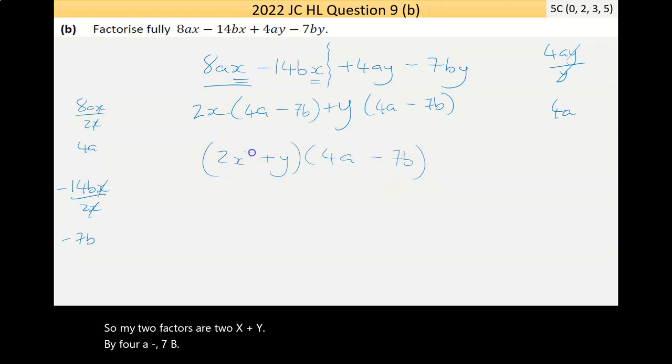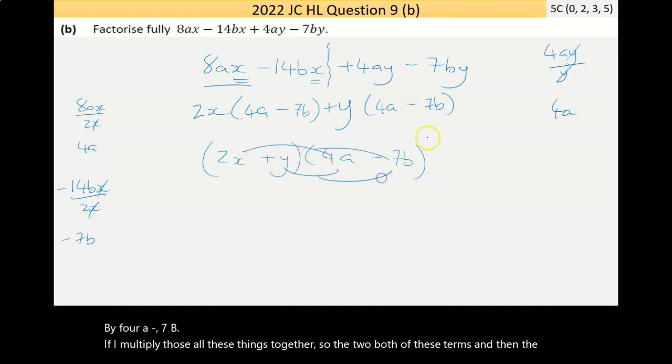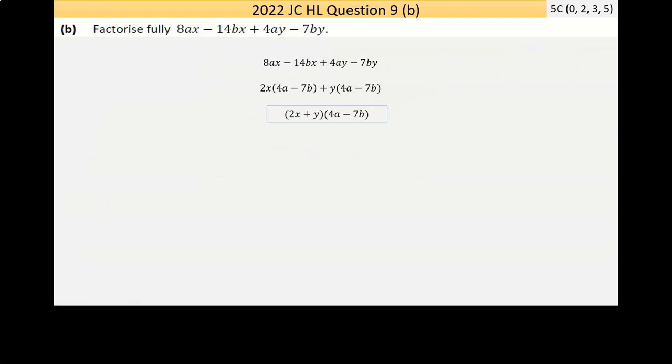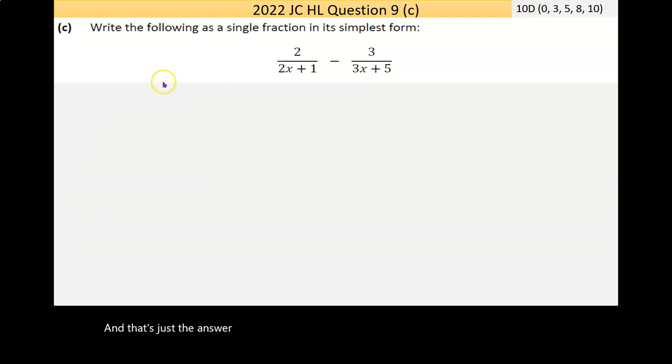Now, if I multiply all these things together, so the 2x by both of these terms and then the y by both of these terms, I should end up with my original statement again, if I wanted to double check. Now, we'll move on here, and that's just the answer there for part B.